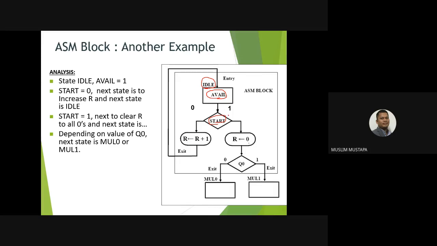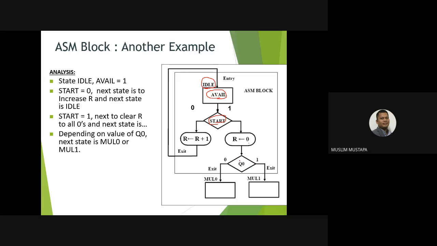But if start is equal to 1, it's going to go to the right, then it's going to reset the value. Whatever the value of R, it is now assigned to 0. Now R is equal to 0. Then, depending on the value of Q. If it goes to the left, of course, it's going to go back into the idle state. But if start is equal to 1, then R will be assigned to 0.